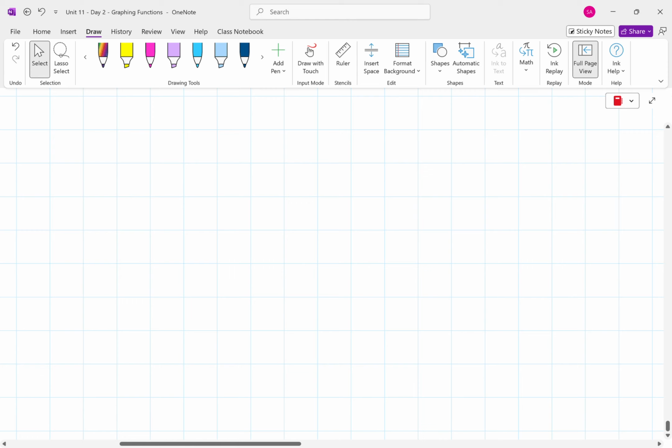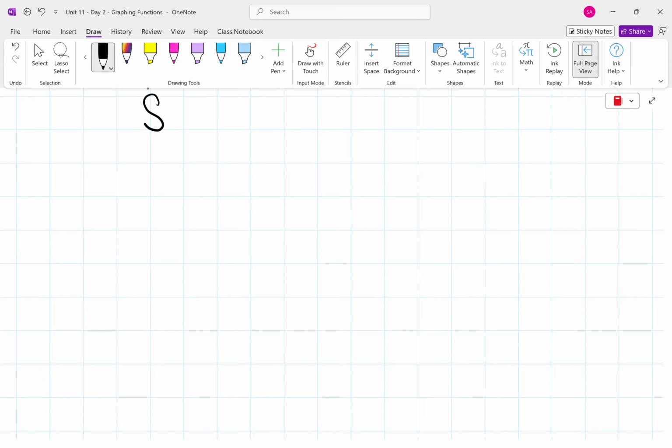Okay, so that's the end of the non-standard graphs. Now we're going to talk about something called split rule graphs, which is the last part of day 2.